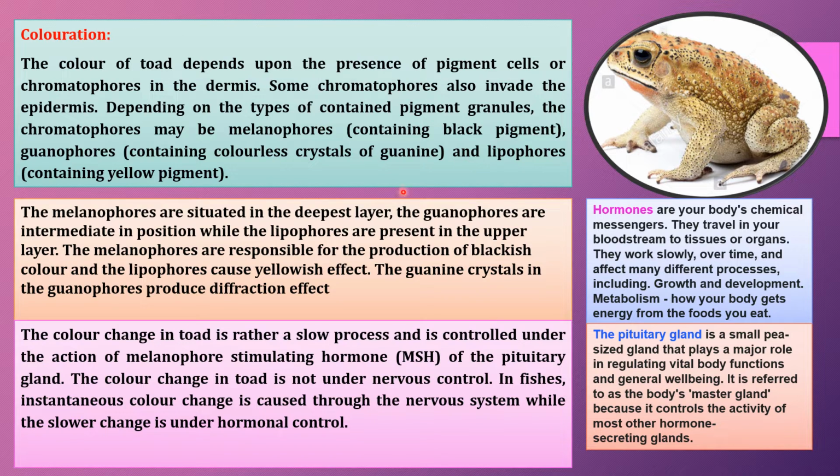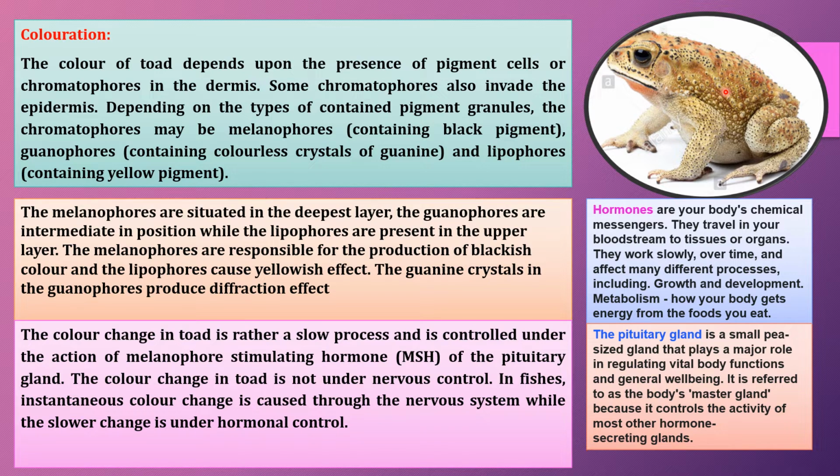So there are three types of chromatophores in toad's body. One is melanophores, which is responsible for black color. Guanophores, which is responsible for crystal type of color. And lipophores, which is responsible for yellowish color. That means it contains yellow pigment. You can see the diagram of the toad. One yellowish color has been shown. Actually, for this lipophores are responsible. Now, blackish color is actually due to melanophores. Hope you have understood.